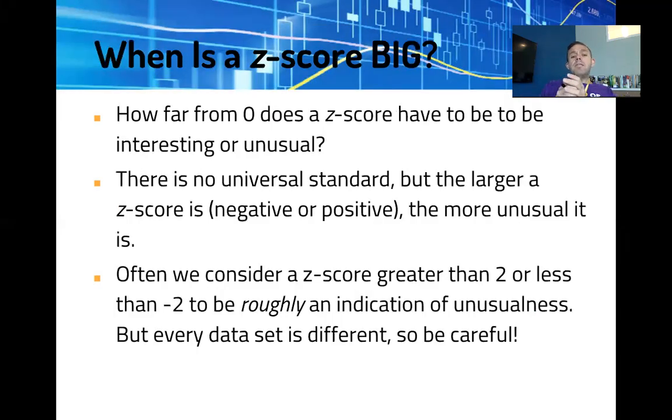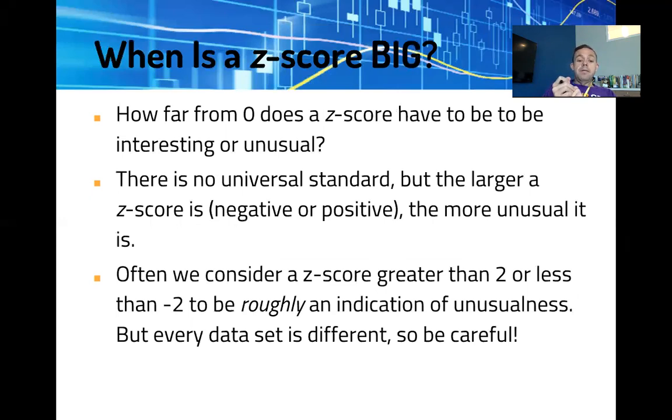So how far from 0 does a z-score have to be to be interesting or unusual? Here's the hint: there is no universal standard, but the larger a z-score, the more negative or positive, the more unusual it is. Often, we consider a z-score greater than 2 or less than -2 to be roughly an indication of unusualness.